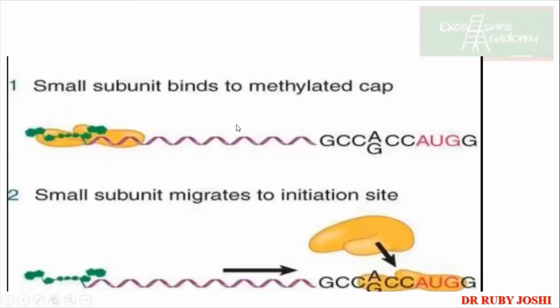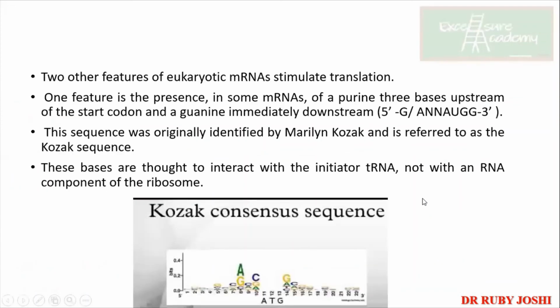So what happens then? The smaller subunit is going to scan for the methylated cap. Once it gets the cap, it is going to migrate so that it can find where the AUG start codon is present. Okay, so this is the difference between the prokaryotic and the eukaryotic sequences, in how translation is going to start.